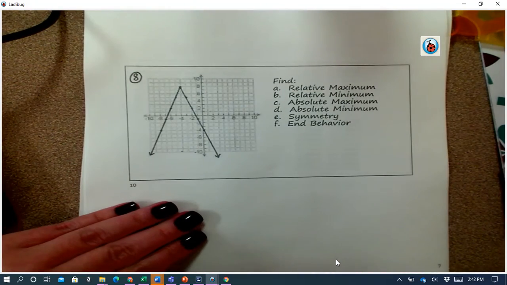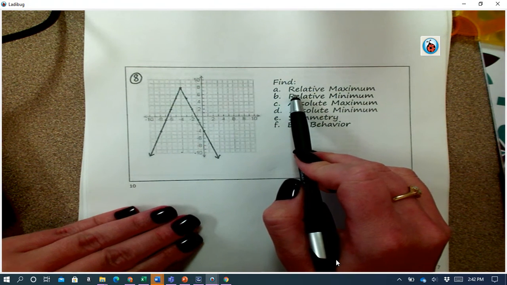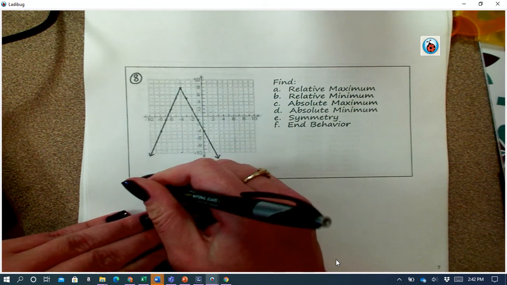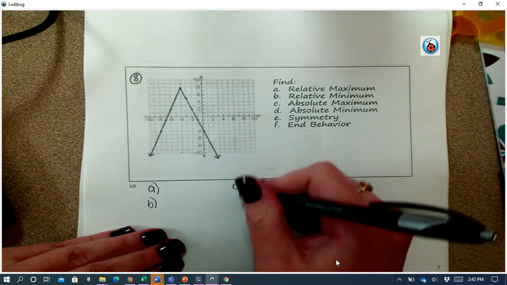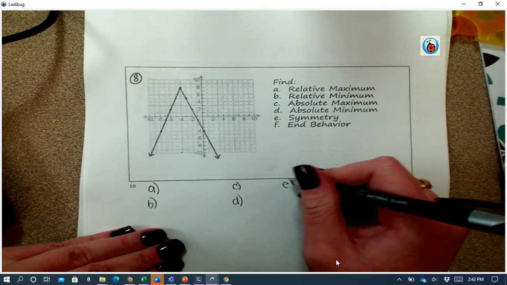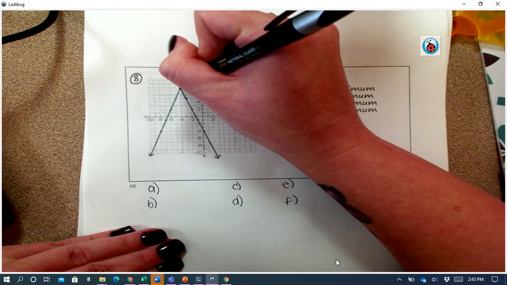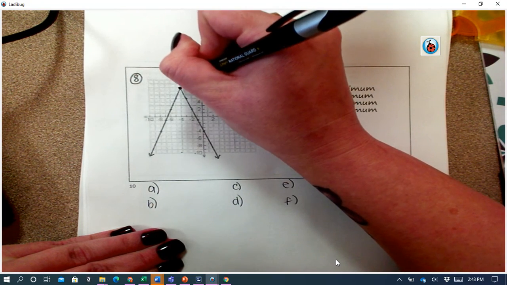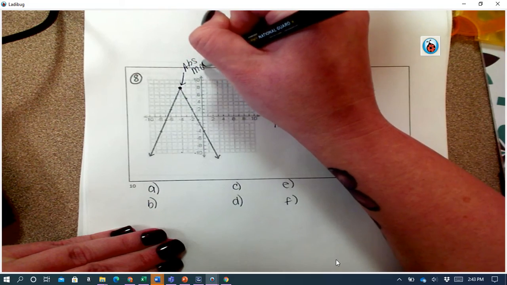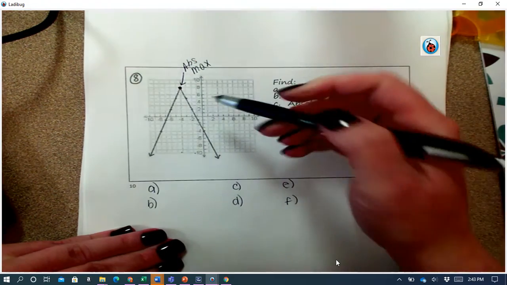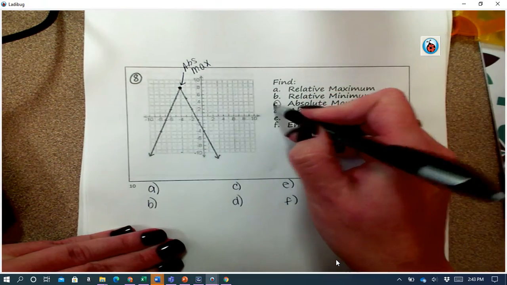Last one, number 8, relative maximum minimum. So relative maximum is if you have more than one peak point. We do not have more than one peak point. We only have one peak point. Since we only have one peak point, that would be your absolute maximum. So I'm going to skip around again. That would be -4, 8 for absolute maximum.